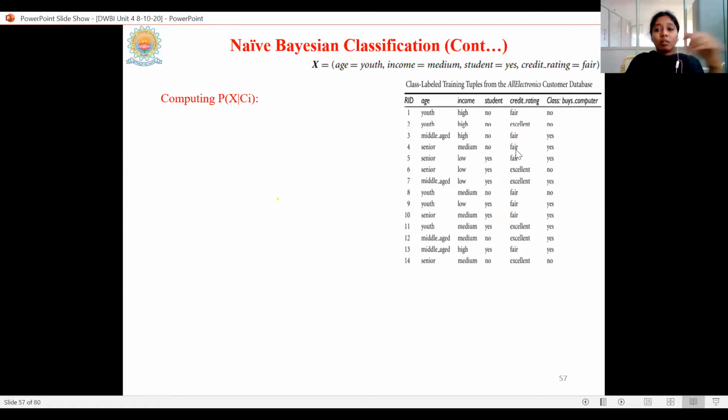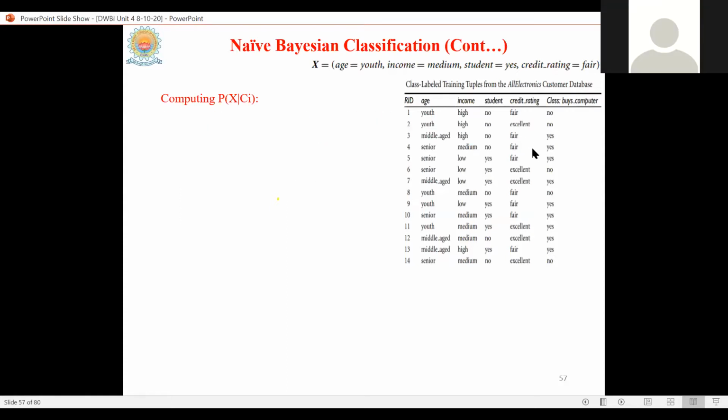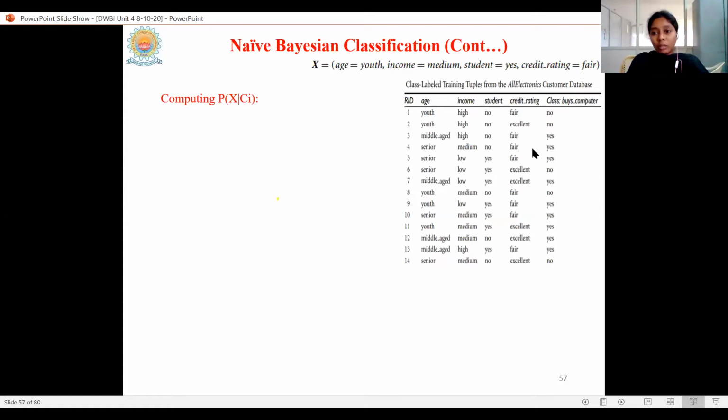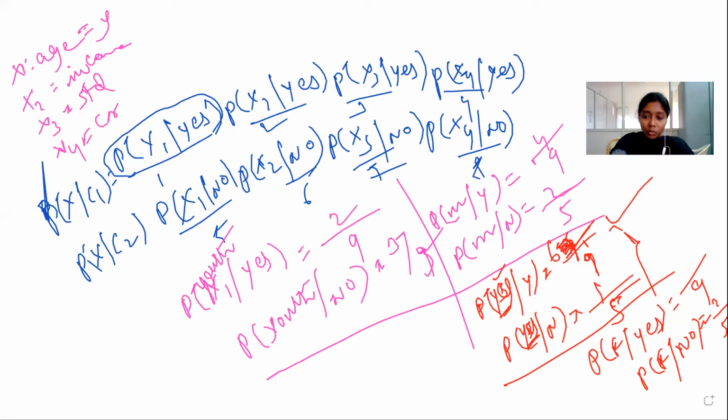How many fair tuples are there with the class yes? 6, ma'am. 6. How many fair tuples are there with the class no? 2, ma'am. 2. So here this is 2 and this value is 6. I think we are with all the values in our hand, right?